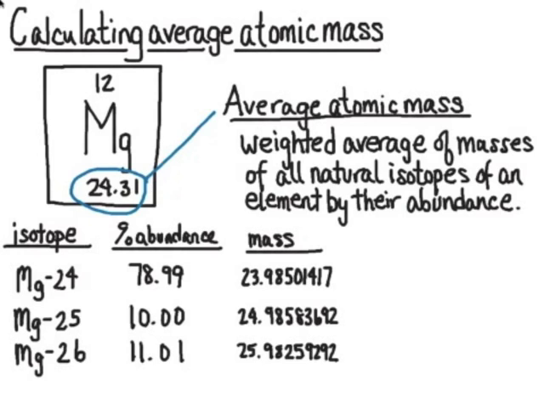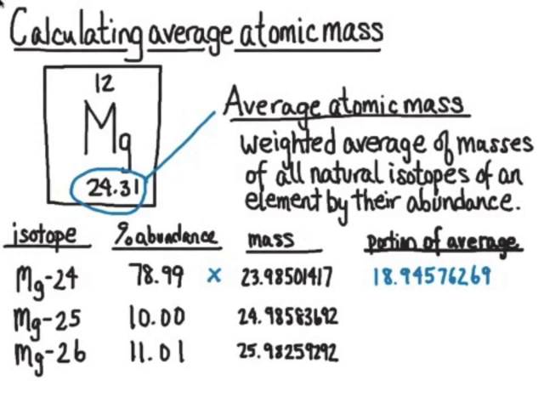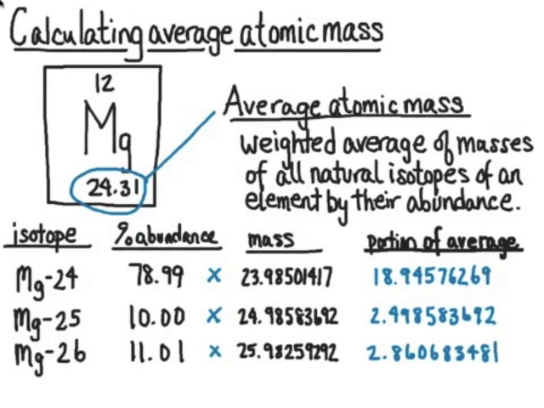What I'm going to do is get the portion of the average contributed by each isotope. And I do that by multiplying the abundance, the fractional abundance, so 0.7899, times the mass. And I get 18.94576269 for the portion that comes from magnesium 24. Do the same for 25, and I'll do the same for 26.